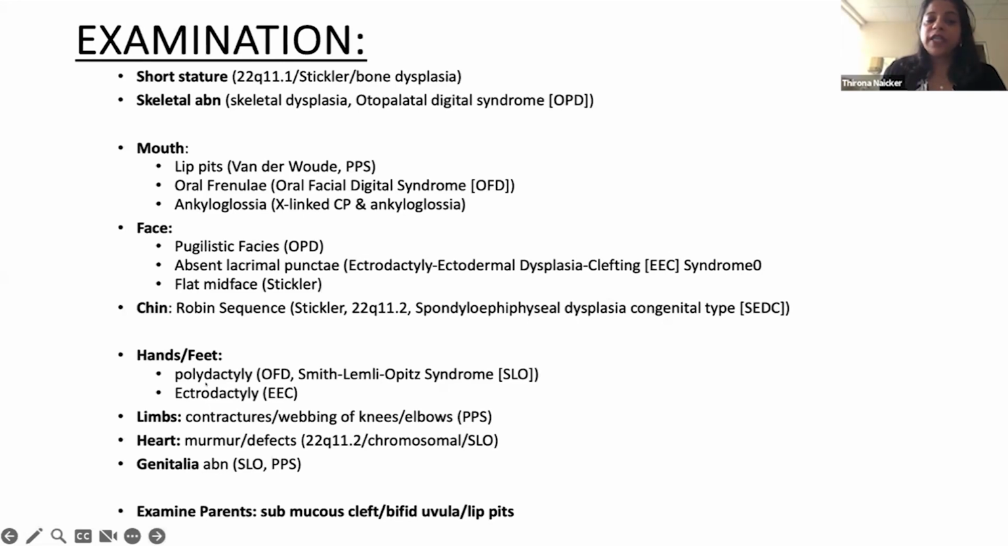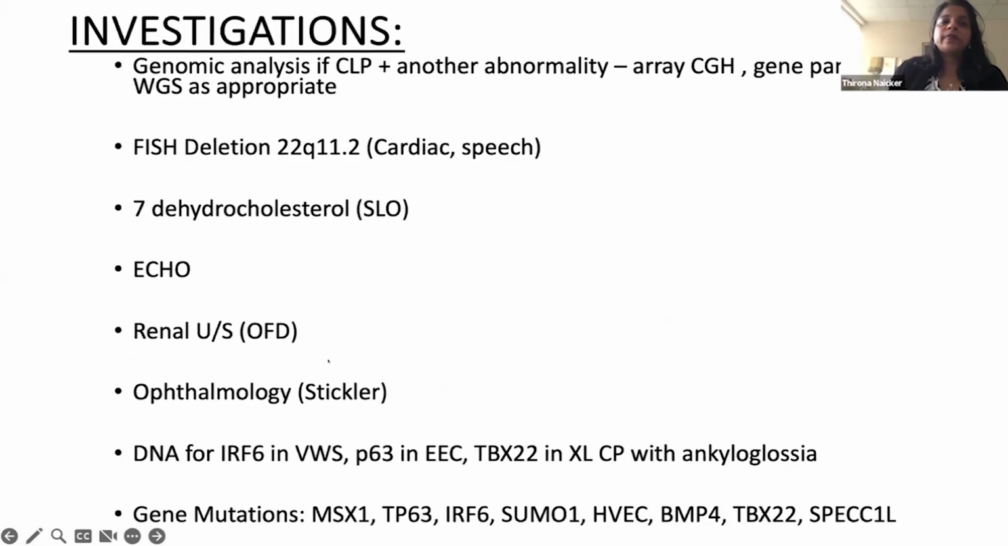We look at hands and feet for extra fingers and toes, for missing or claw hands. In the limbs, also contractures, webbing of the knees and elbows. The heart is examined for murmurs and defects, and any genitalia abnormalities are looked for. We also make a note to examine the parents, because sometimes a parent may have a submucous cleft, a bifid uvula, or lip pits that have been missed.